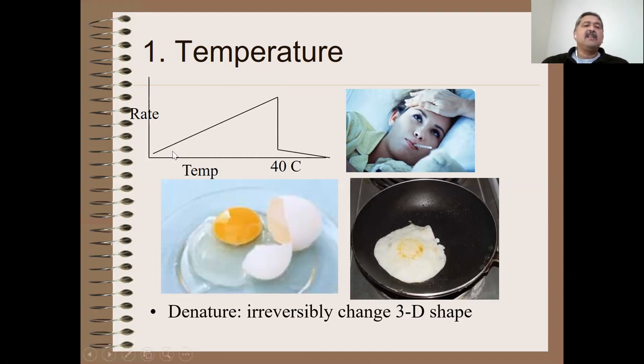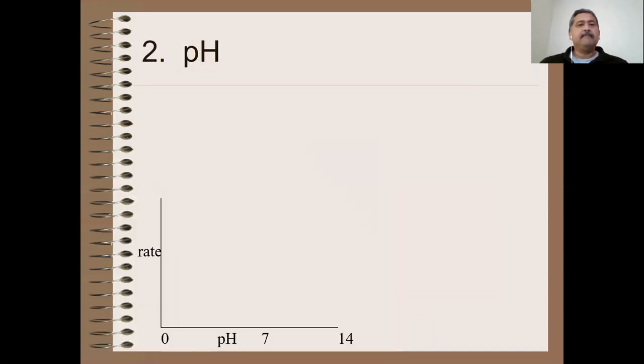And so because these proteins in your body change at 40 degrees, oh, there's no more enzyme to get that reaction going. And that's why that rate drops at 40 degrees or so, because the enzymes that are proteins are going to change their three-dimensional shape, and they're no longer going to be able to work.